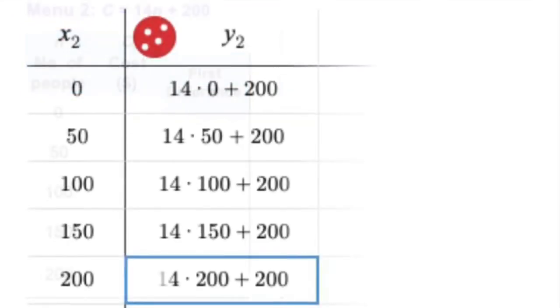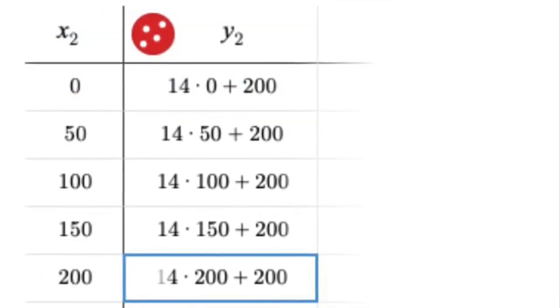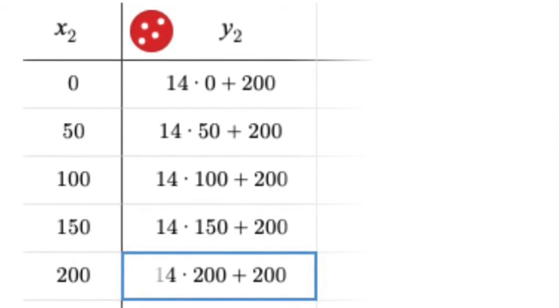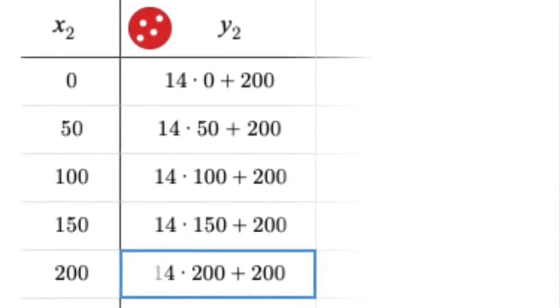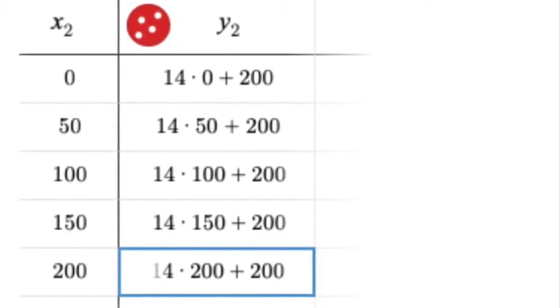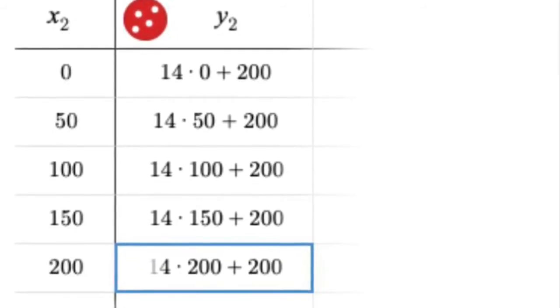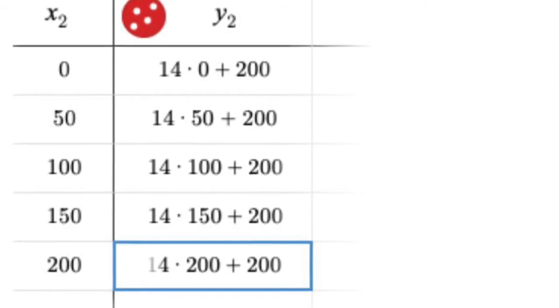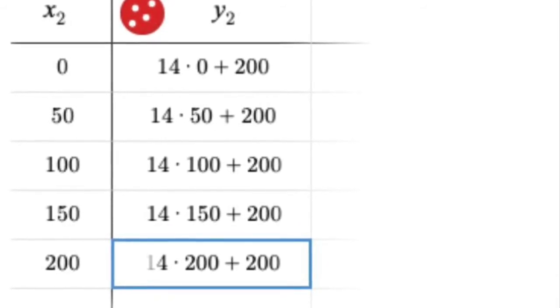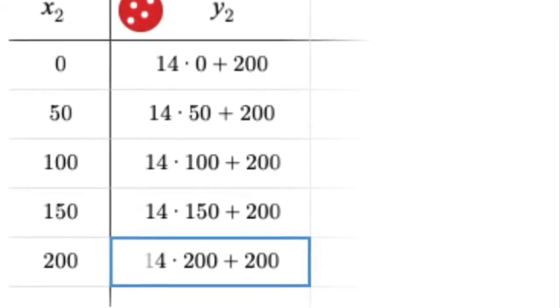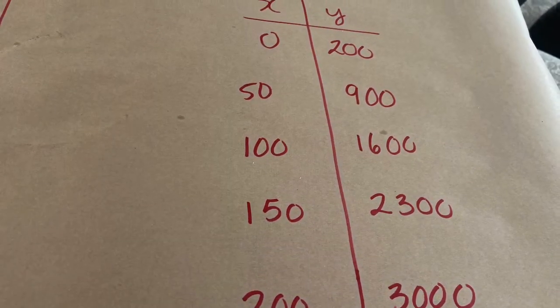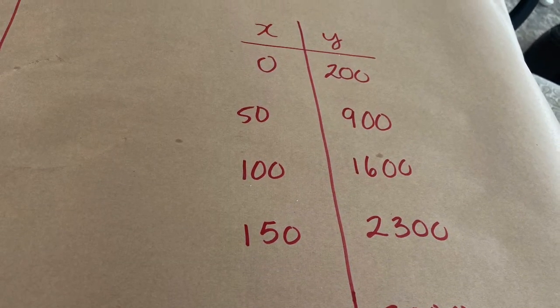So that means if X is 0, I have 14 times 0 plus 200. If X is 50, I have 14 times 50 plus 200. If x is 100, I have 14 times 100 plus 200, and so on and so on. Those aren't the numbers you actually want to enter into Desmos. You actually want to enter the final answer. So you want to enter this table of values into Desmos.